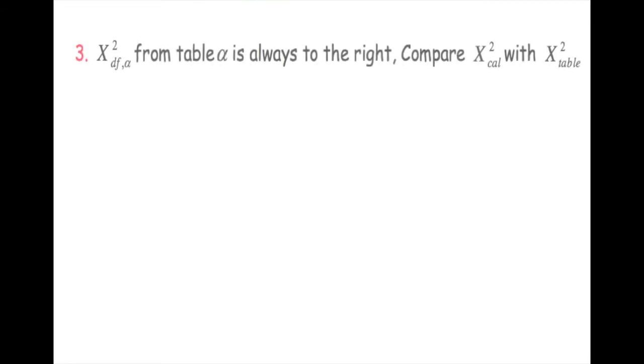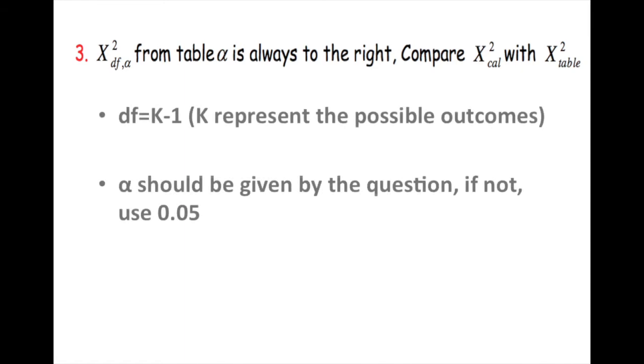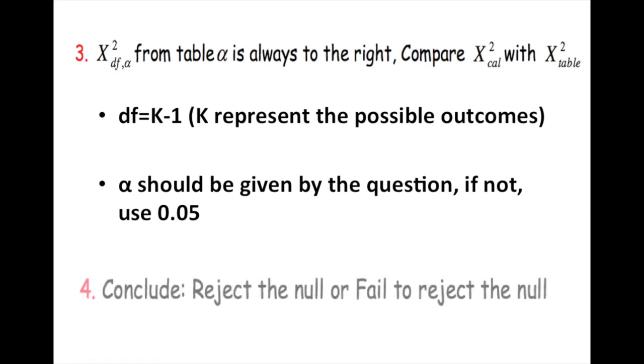Step 3 is what I mentioned before. The chi-square from the table, alpha is always to the right. Compare the chi-square from the calculation with the chi-square in the table. The degrees of freedom is k minus 1, where k represents the possible outcomes, and alpha should be given by the question. If not, use 0.05. Finally, step 4, conclude, is to reject the null or fail to reject the null.